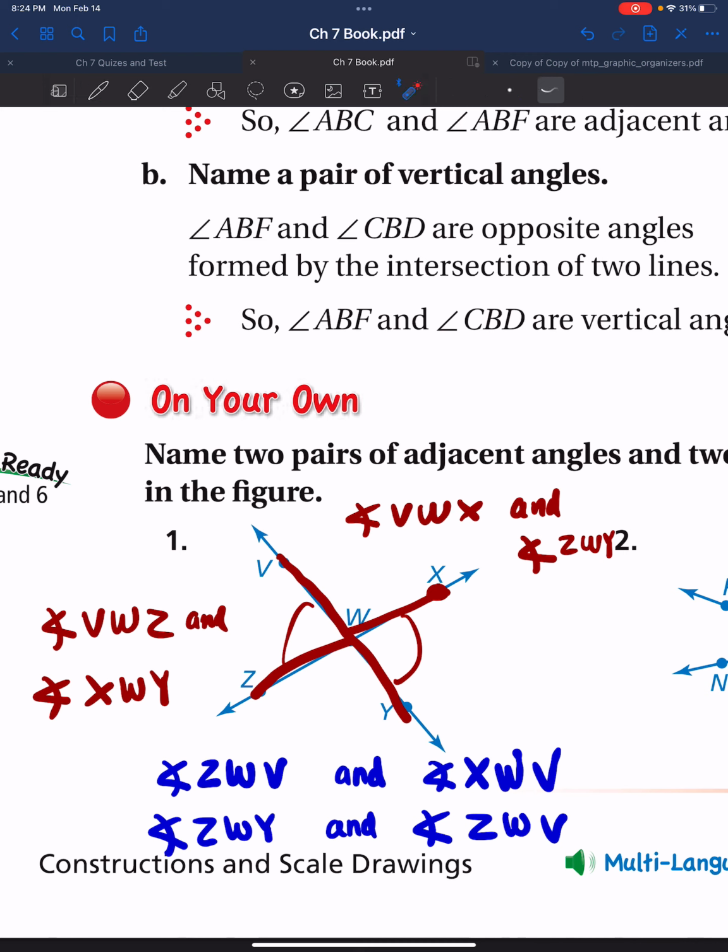Do you guys notice that I put the vertex that they share? I always put the vertex in the middle when naming an angle. And you can kind of see that that's true on all these answers. Who is the vertex? W. So shouldn't W be the middle thing on everything if they're all sharing that vertex? So just make sure you guys keep that in mind too.